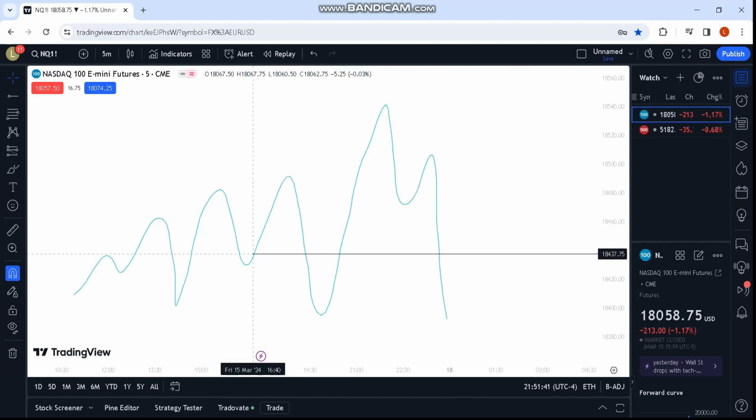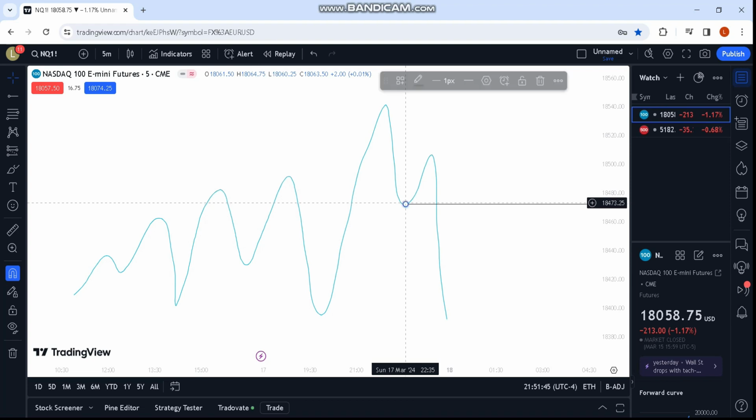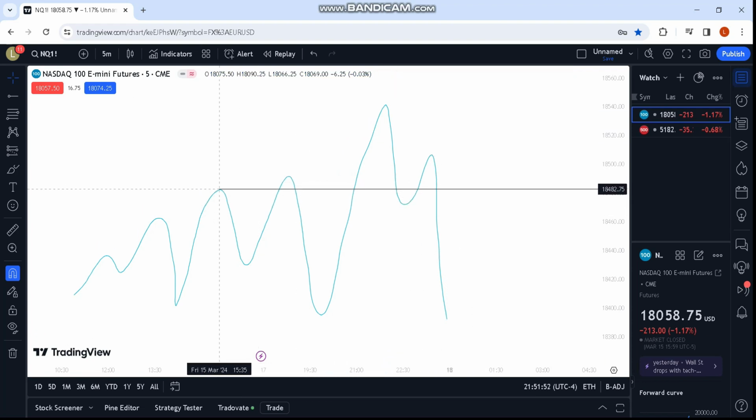For example, right here, this low got swept, it got run through, but it didn't reverse. That's why we need to see confirmations. One confirmation when we see a liquidity sweep like this is a break of structure. That's our confirmation within the lower time frames in this area somewhere. I haven't taught you all what a break of structure is yet. That will be in the next video.